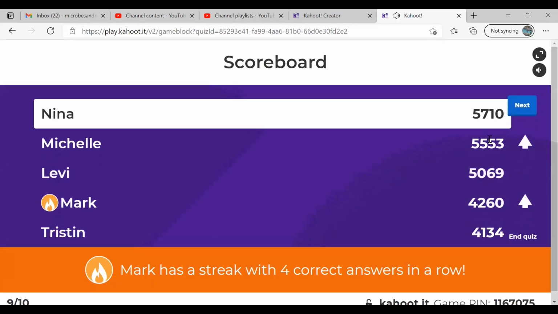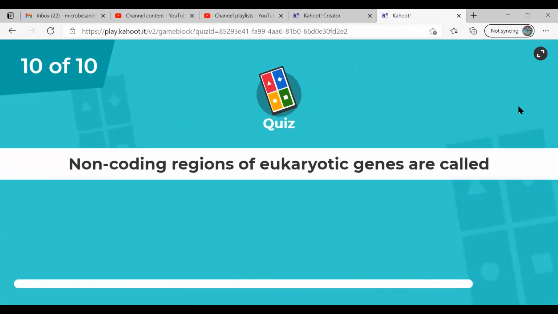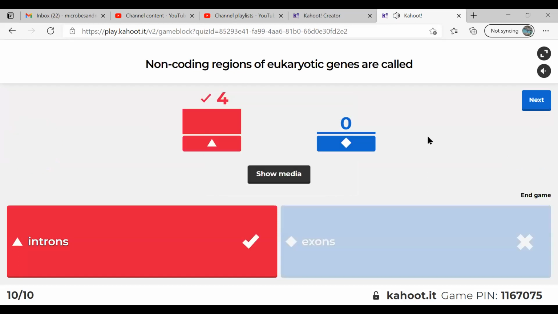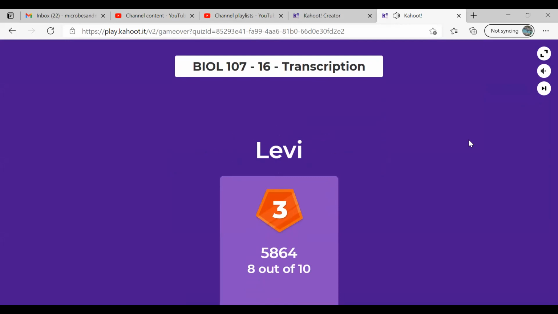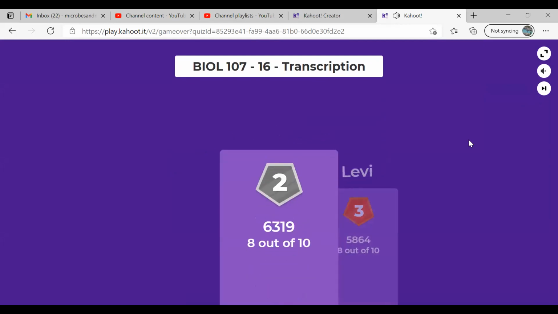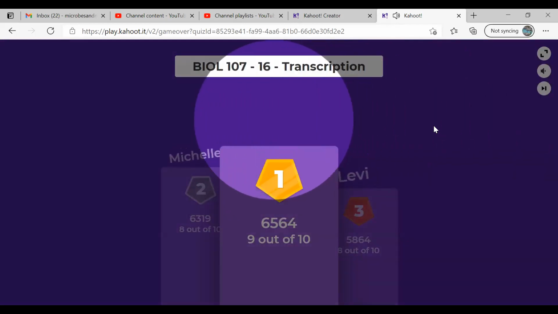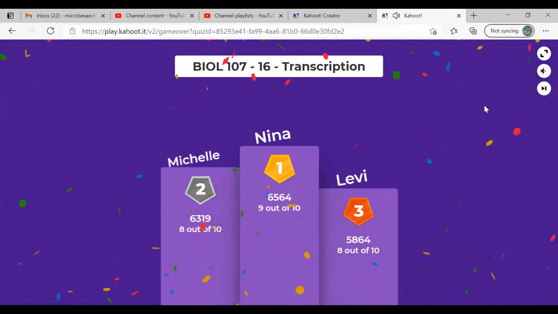Okay, well, one more question. Non-coding regions of eukaryotic genes are called... Okay, everybody got that one correct. So well done. So maybe that one was easier than I thought it was. Looks like Levi in bronze with 8 out of 10. Michelle a little bit faster to the draw with 8 out of 10. And I'm guessing this is Nina with 9 out of 10. Well done, well done.